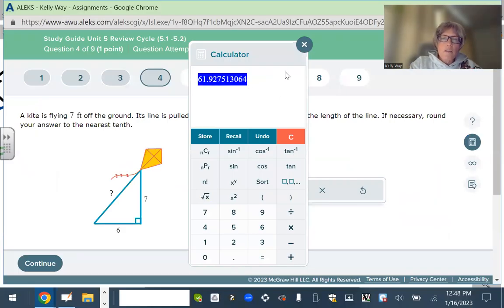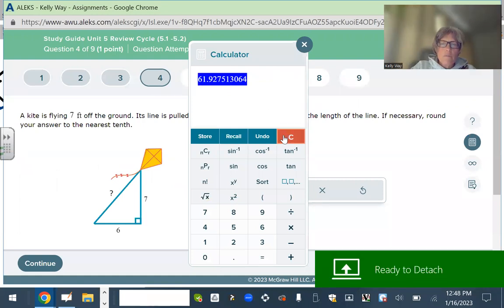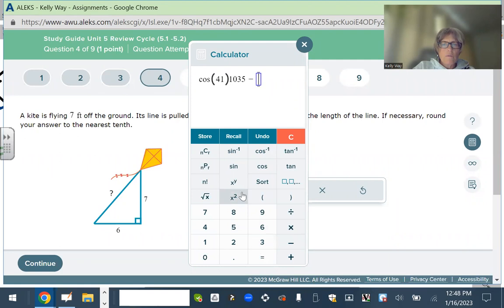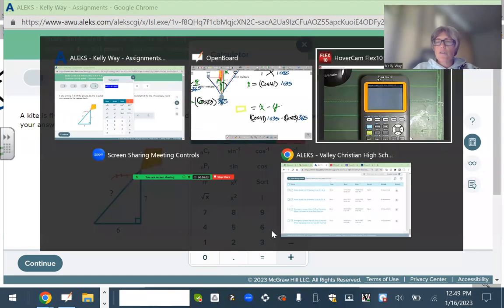So here's the ALEKS calculator. It is cosine 41 times 1,035 minus cosine 23, that times on the outside 365. Whole thing goes in the calculator. Enter. 445.1. Now I'm going to show you on the TI so you can see that they're the same.